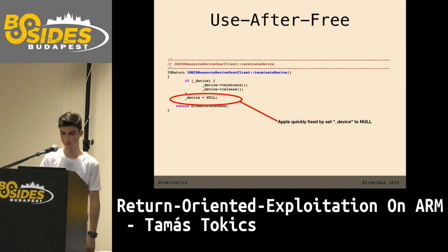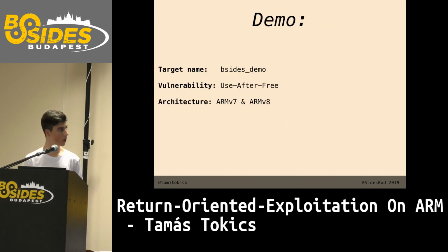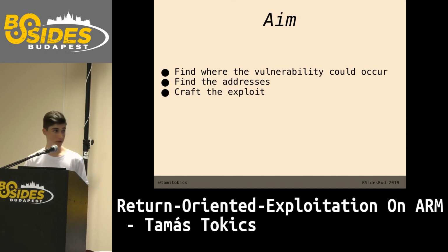So yeah. Now here's the demo. The target name is BSidesDemo, the vulnerability is use-after-free, and the architectures it's available on are ARMv7 and ARMv8. Every time we want to exploit any binary application, we always have a checklist. First we want to find where the vulnerability could occur, then find the addresses for our ROP chain, and in the end we want to craft the exploit and test it.